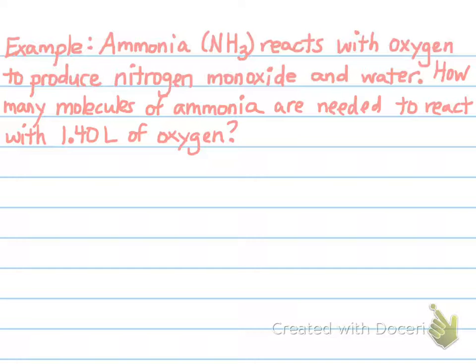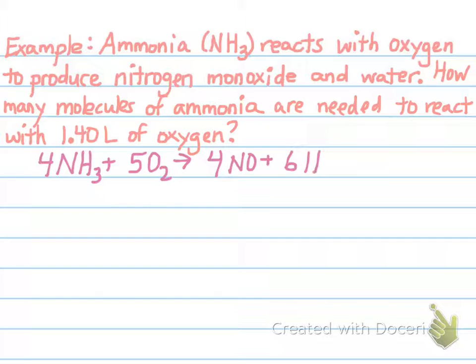Ammonia reacts with oxygen to produce nitrogen monoxide and water. Again, we need a balanced chemical equation. We already did this once, so we don't need to go through this a second time. It was for ammonia reacting with 5 oxygen to produce 4 nitrogen monoxides and 6 waters.